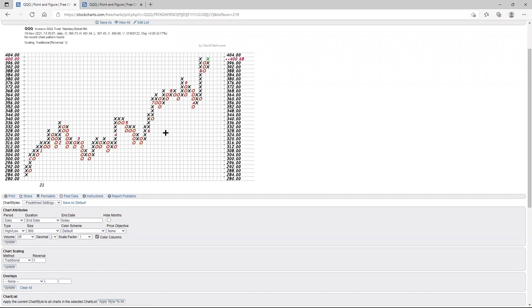Okay, and this is a one box method. So it only takes a one box reversal to move over into the next column, which is going to give you much more well-defined data sets. You see more highs and lows. This is what we want to do. Now, what if we change the scaling and we go from traditional to something else? Well, I find that one of the best things you can do right away is go to ATR scaling.